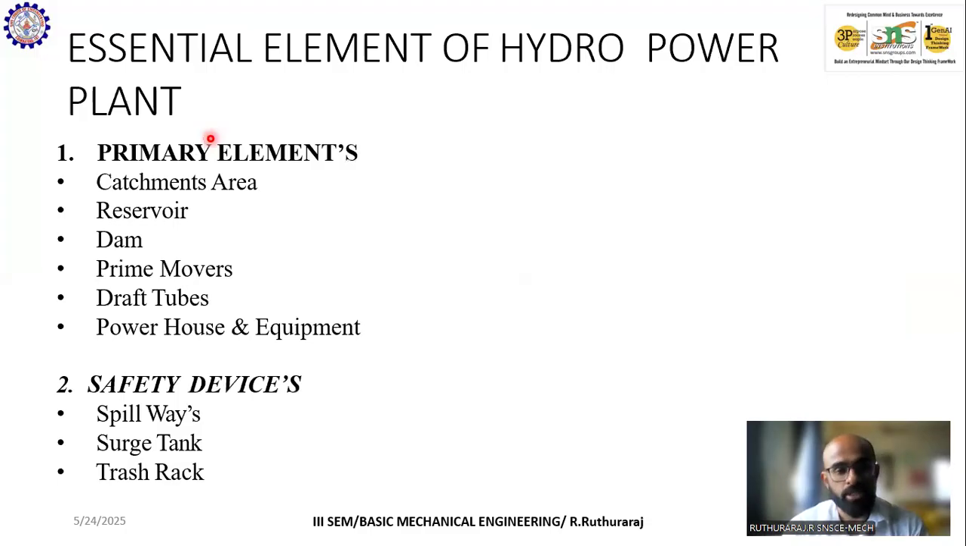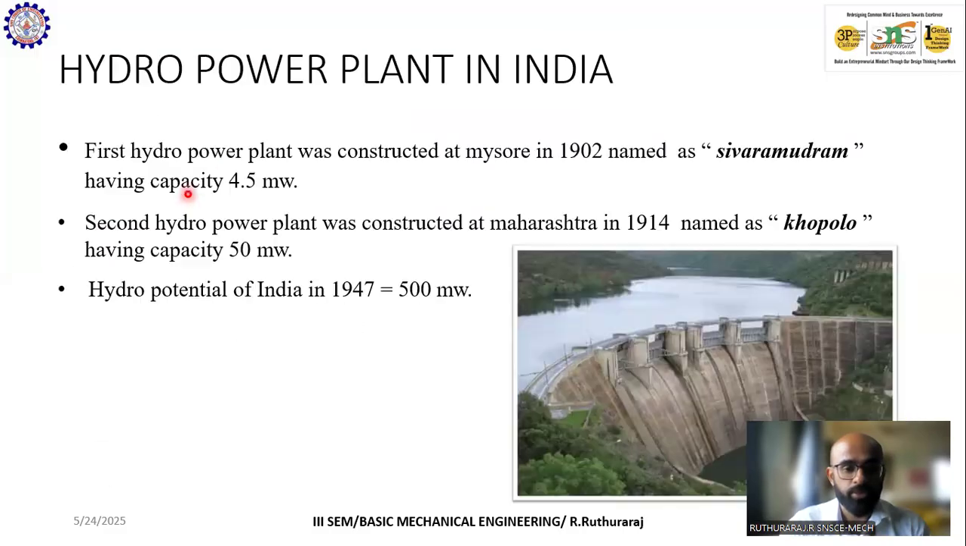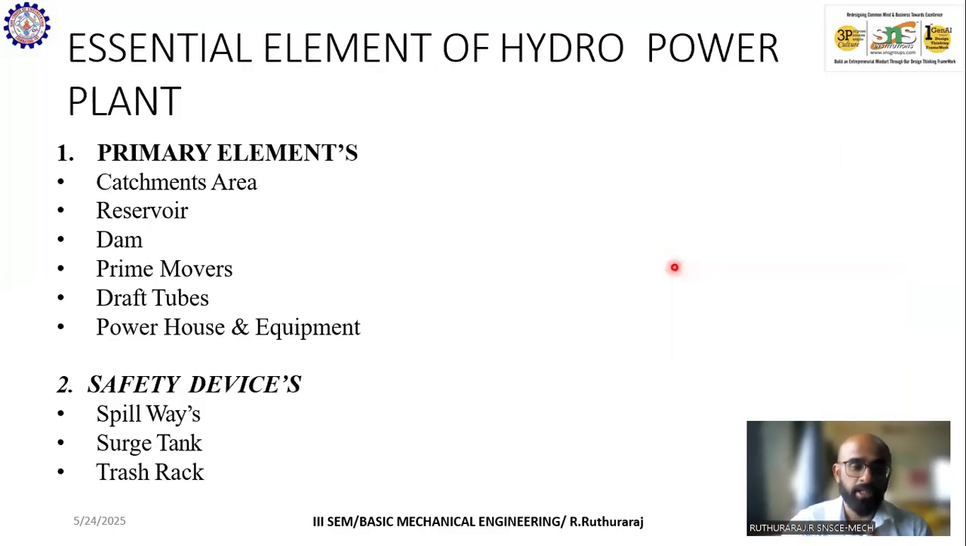So what are the primary elements of these hydroelectric power plants? Catchment area. Catchment area is nothing but the area where water is collected. It may be a source of river. Then there is a reservoir. Reservoir is the area next to the dam. In this picture, the area backside of this dam is called the reservoir. This is the actual dam. Concrete structure is called the dam. The back area is called the reservoir, and the river from which the water comes is called the catchment area. Prime movers are nothing but turbines, then draft tubes, power equipments, etc.